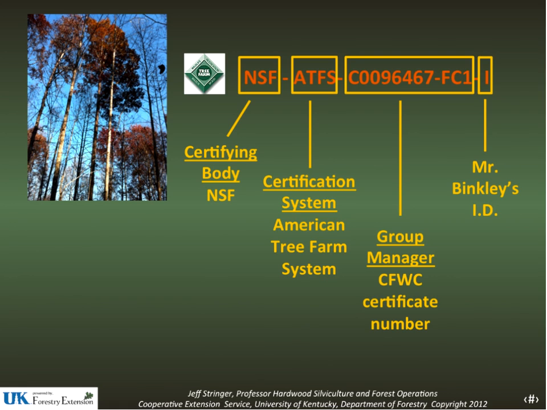You can see the type of certificate here shows up. If you're an American Tree Farm, it says ATFS in the actual number. That's your certification system. Now the next set of numbers, C0096467-FC1, that's the group manager number. So the Center for Forest and Wood Certification obtained this group number, and then Mr. Binkley's ID is I, and it's at the end. So that's what that series of numbers means for Mr. Binkley and the Binkley Raybon ownership. That's what their certificate number refers to.